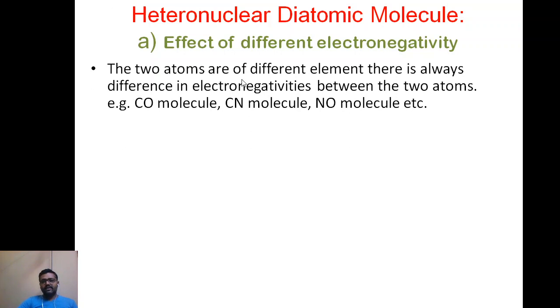The two atoms are of different elements. There is always a difference in electronegativity between the two atoms. Means different atoms. You can take some examples: CO molecule, CN molecule, NO molecule. Carbon and oxygen, carbon and nitrogen, nitrogen and oxygen are different atoms, therefore they are heteronuclear diatomic molecules, molecules which have different atoms.